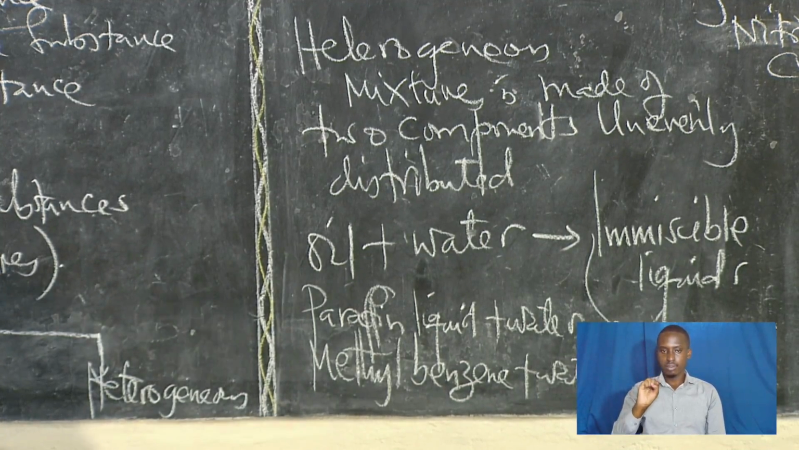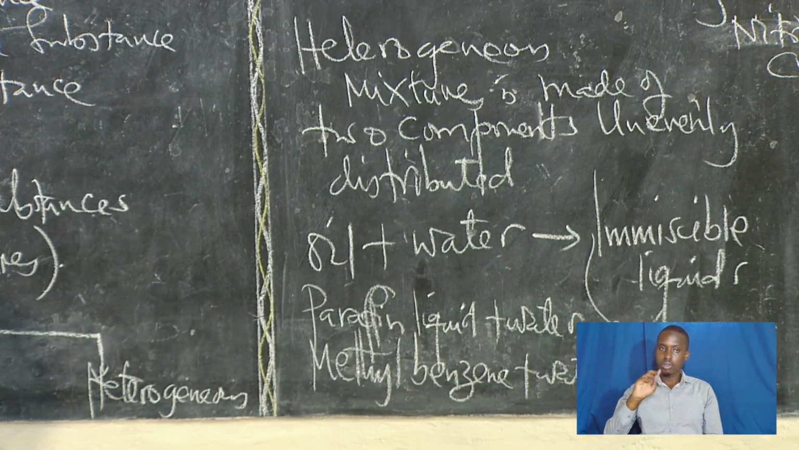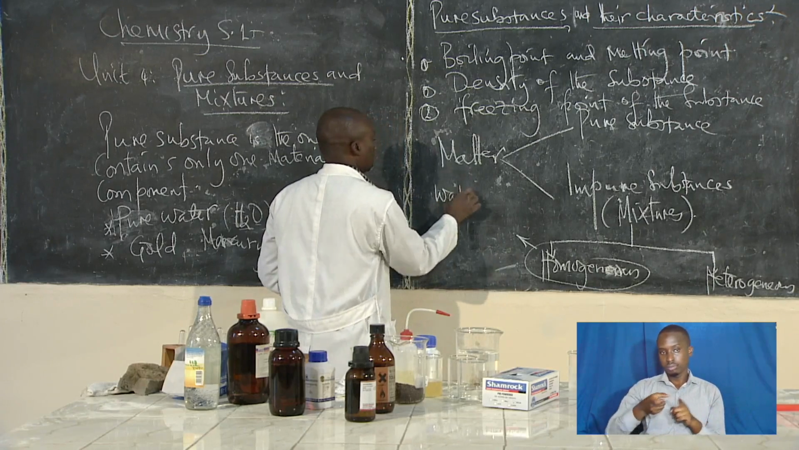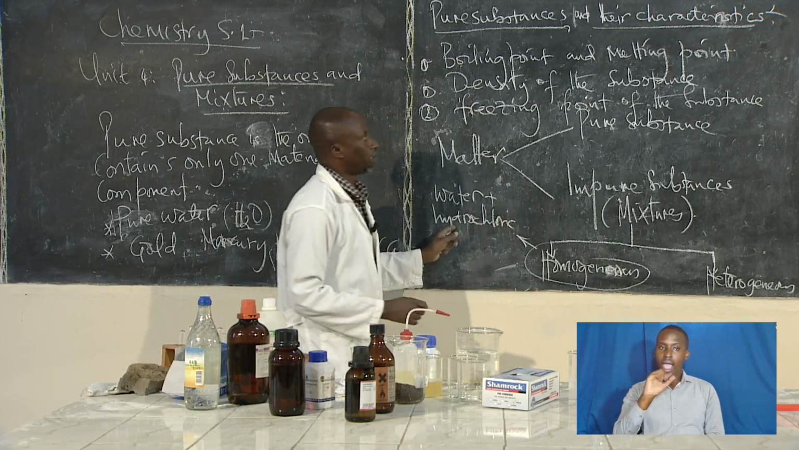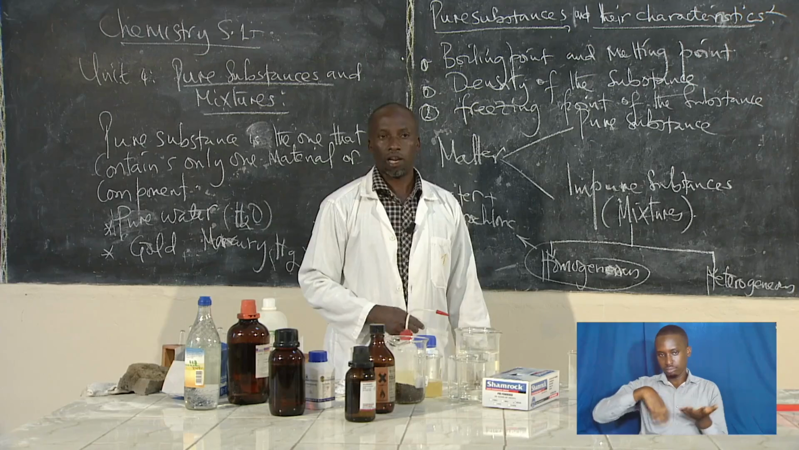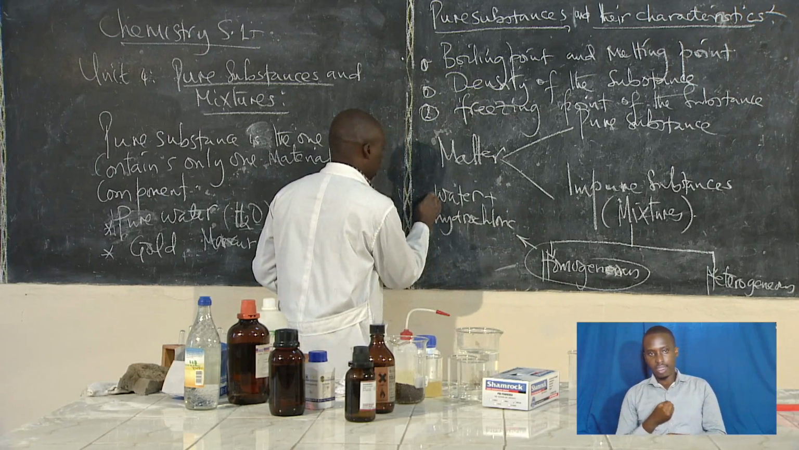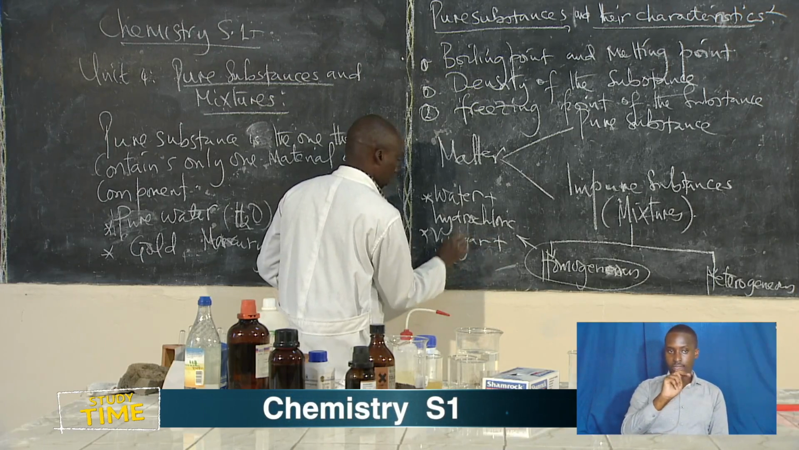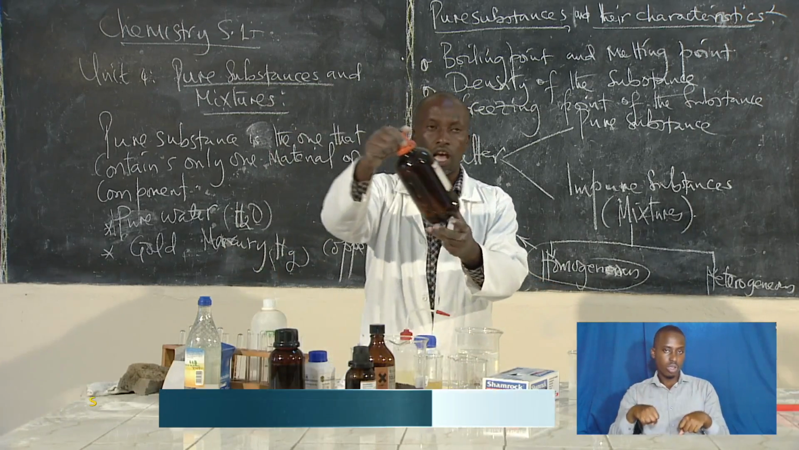So in the homogeneous mixtures that we have seen, do you remember the examples that we gave under homogeneous mixtures? We gave water and hydrochloric acid. That formed a homogeneous mixture. But I can even give another example. We had vinegar and water. That was one example. But we can have another example where we have an alcohol.